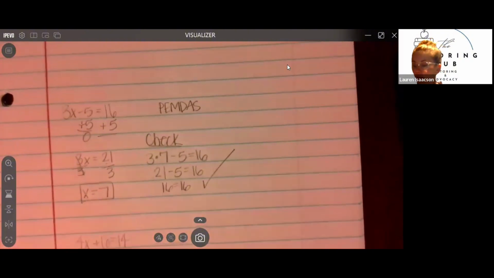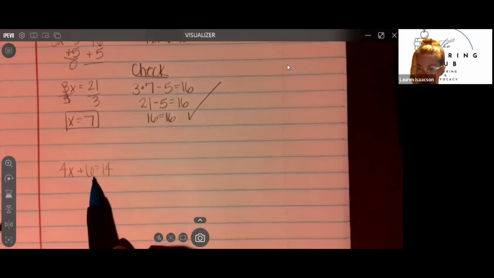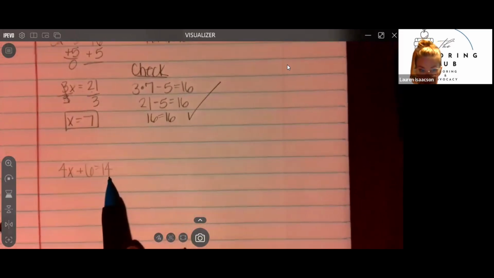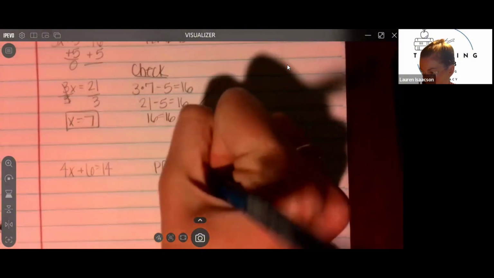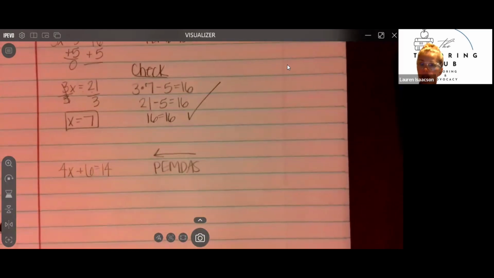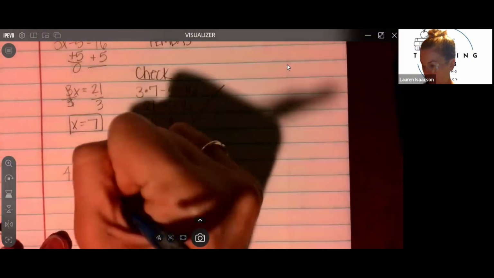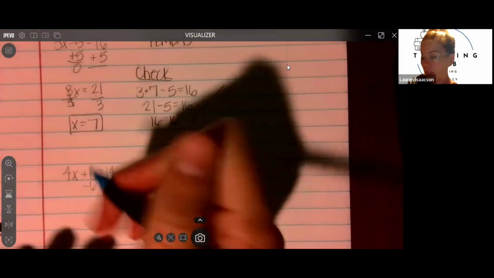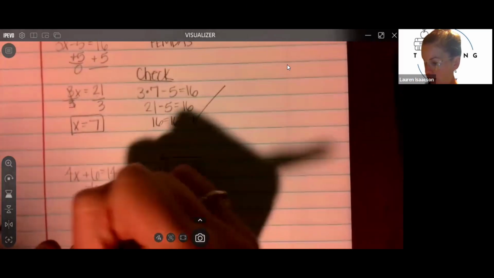Now, I want you to write this one and try it. 4x plus 6 equals 14. Remember, you're going in our order of operations, you're going backwards. So the opposite of adding. If your first step was to subtract 6 from both sides, you are correct. Then we get a 0, so now we have 4x equals 8.